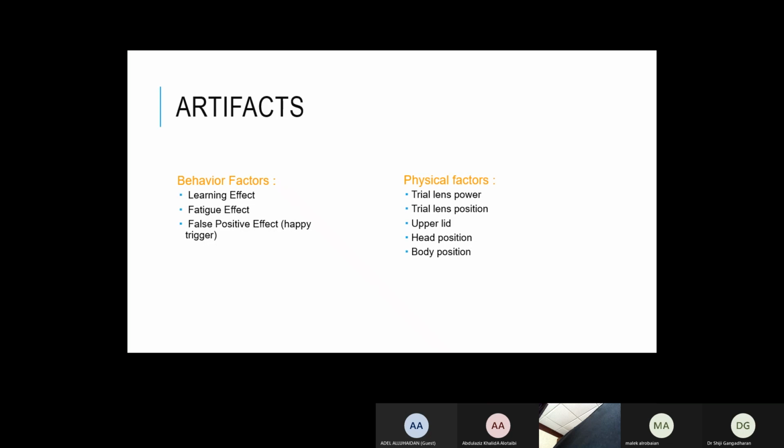Physical factors include trial lens power; as we mentioned before, we need to check refraction and the trial lens position. If the position of the lens is not correct, they can have a rim effect, where the rim of the lens will show peripheral scotomas. Sometimes patients have ptosis, which will also give some visual field defects. Head position and body position is very important. If the patient is not well positioned, they will get tired and will not do the test properly.